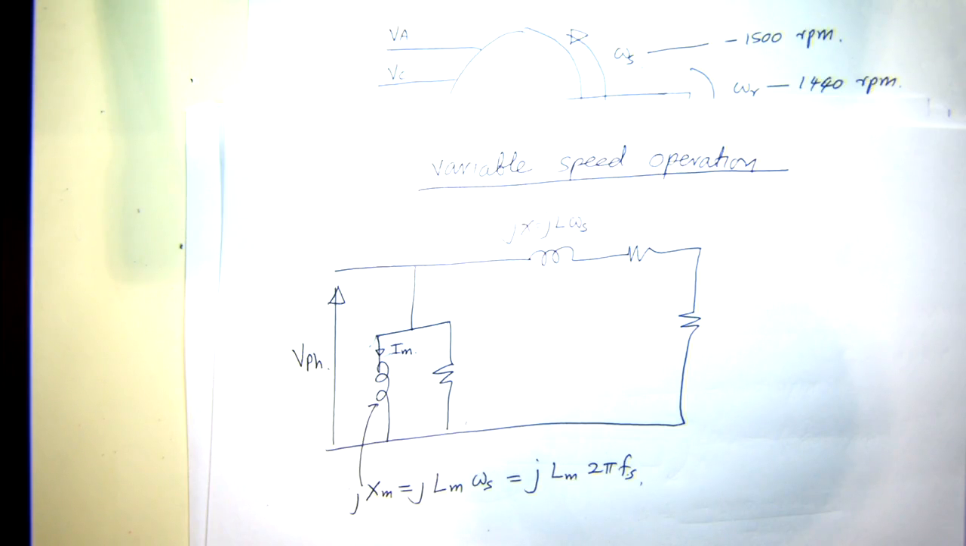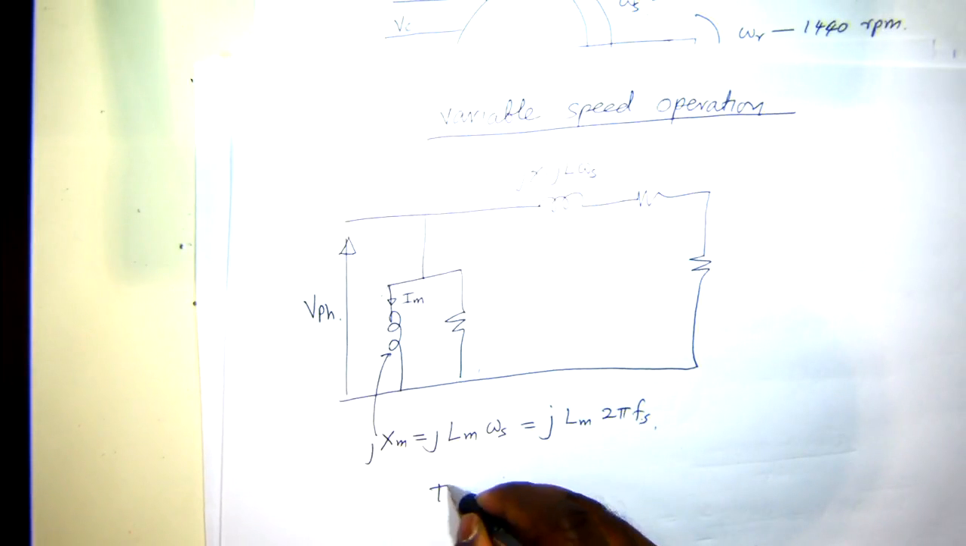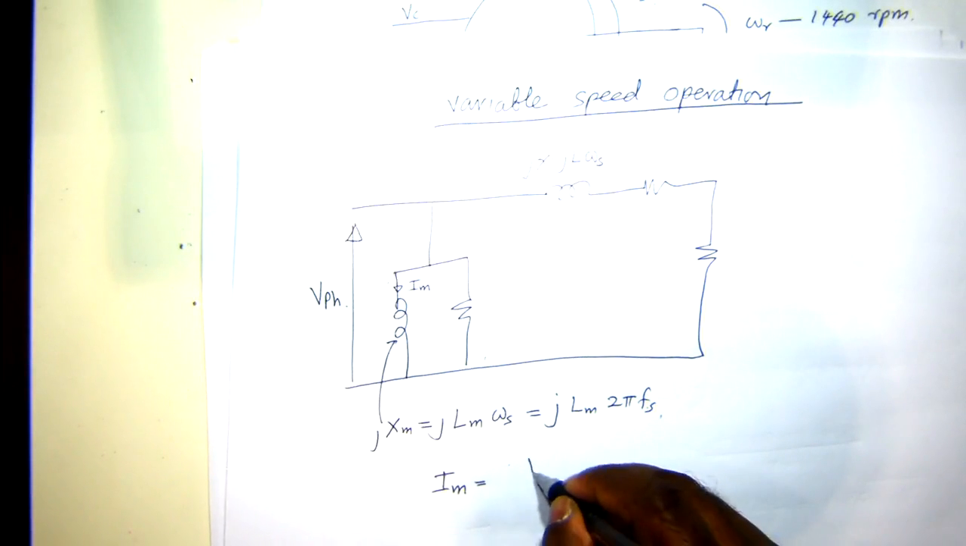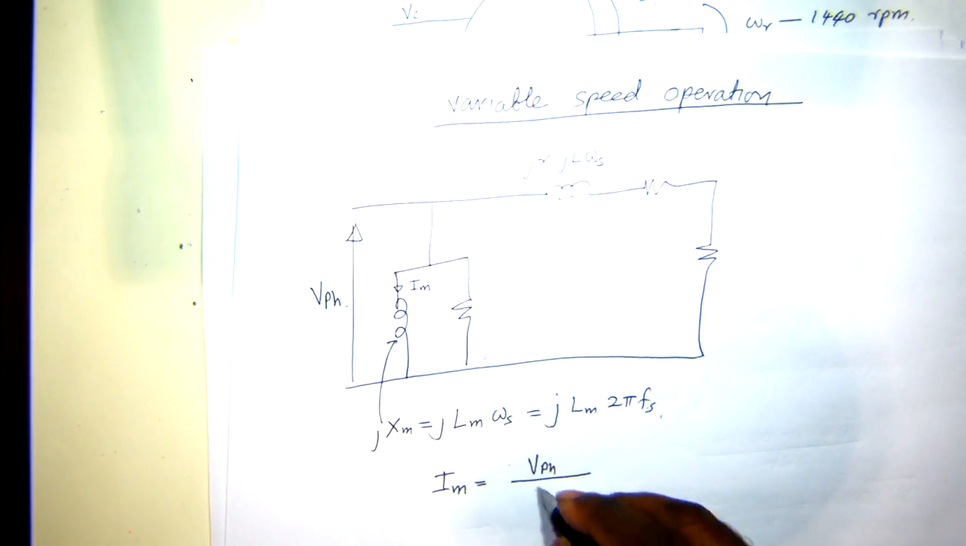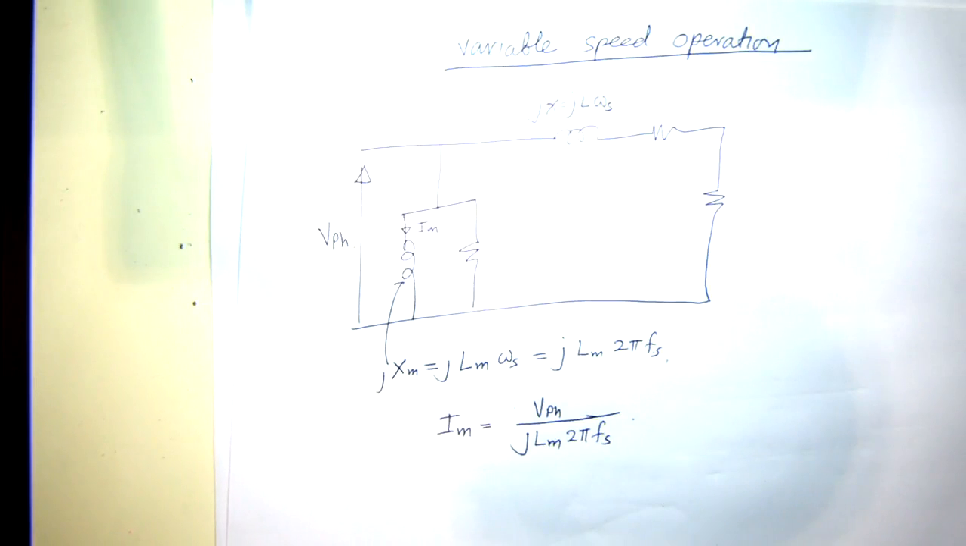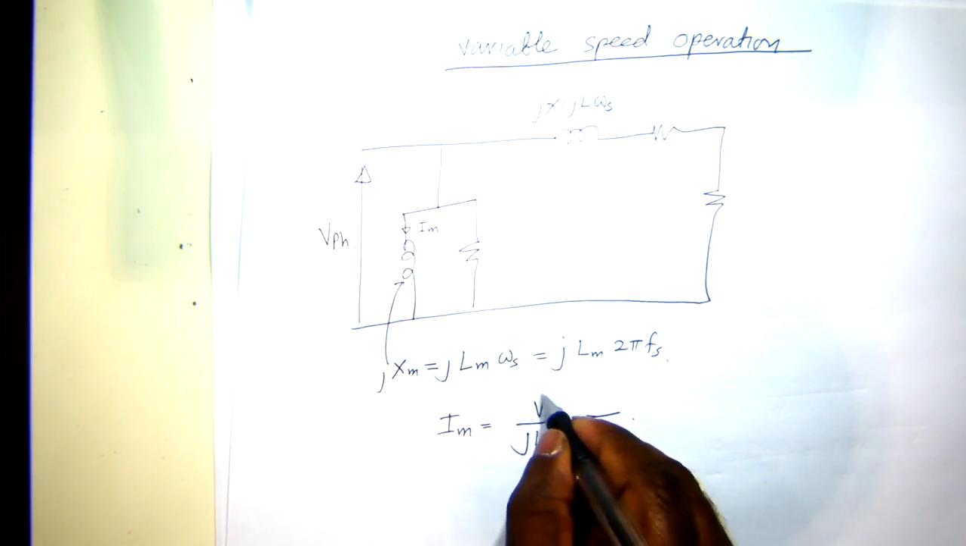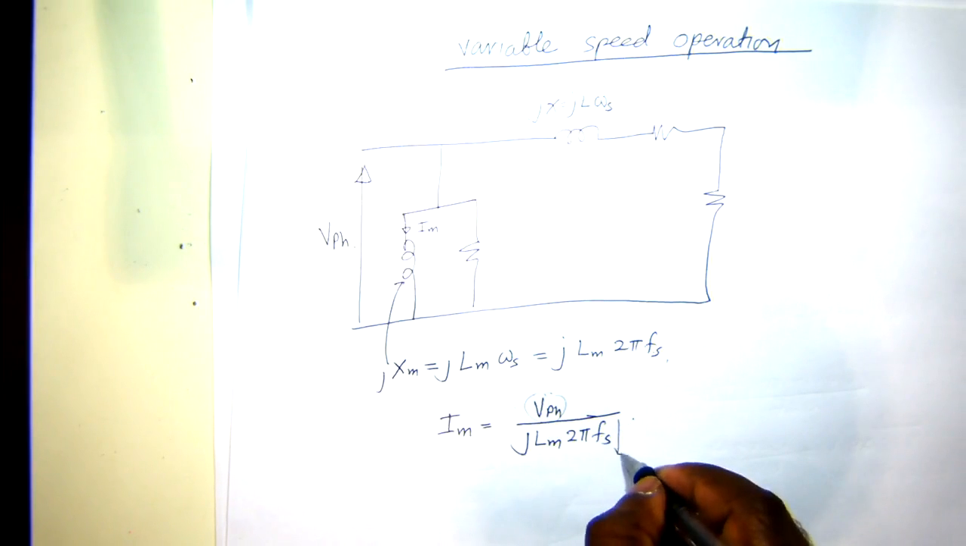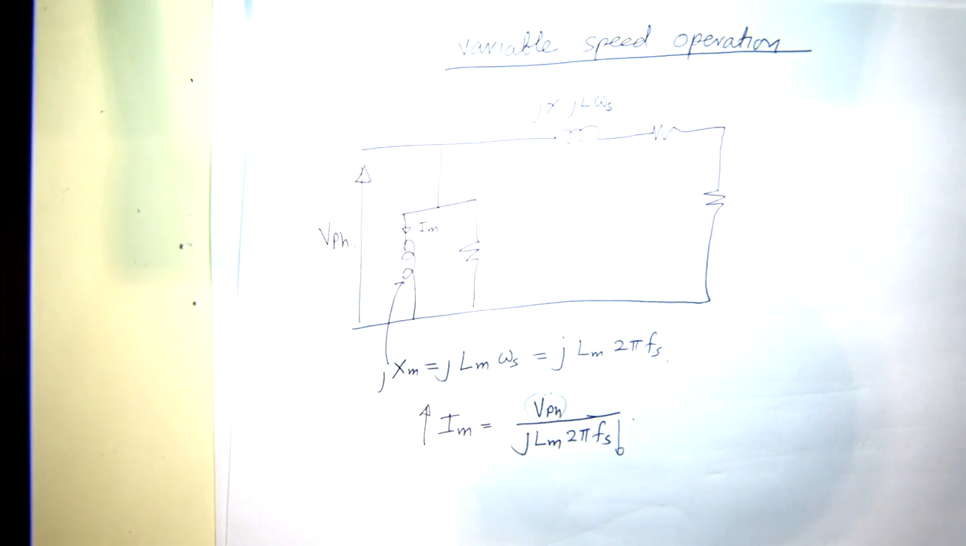So the magnetizing current Im will be the phase voltage divided by jLm 2 pi Fs. So let's say you reduce the frequency of the induction machine, you still supply it at the same voltage, and you reduce the frequency, so this value goes down. This is fixed, and this goes down, the current will go higher, so the magnetizing current will increase.